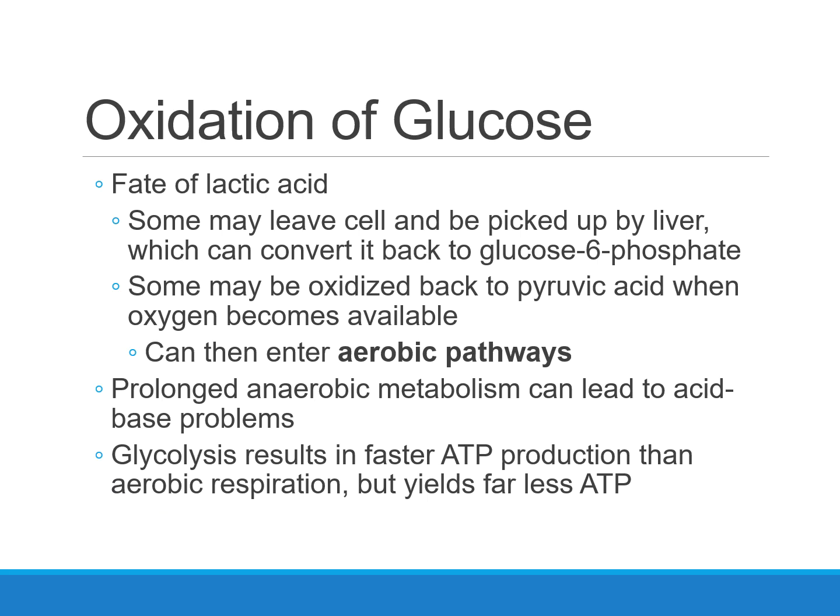What's the fate of that lactic acid? Some of it may leave the cell and be picked up by your liver, where it can be converted back into glucose 6-phosphate. Some may be oxidized back to pyruvic acid when the oxygen becomes available, and then it can enter into the aerobic pathways. Prolonged anaerobic metabolism can lead to acid-base problems, and glycolysis results in a faster production of ATP than aerobic respiration, but we get way less. We only get 2 net ATP.